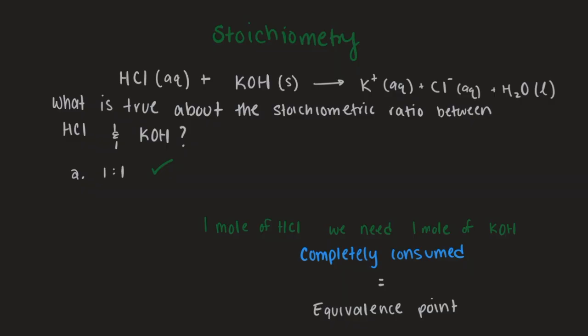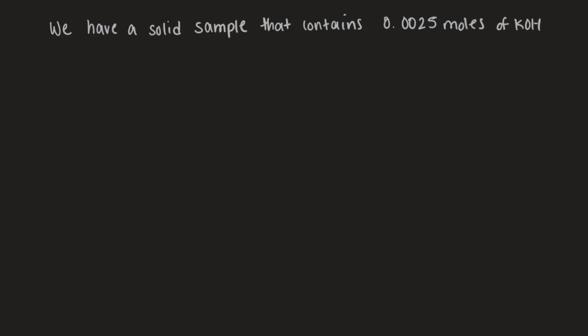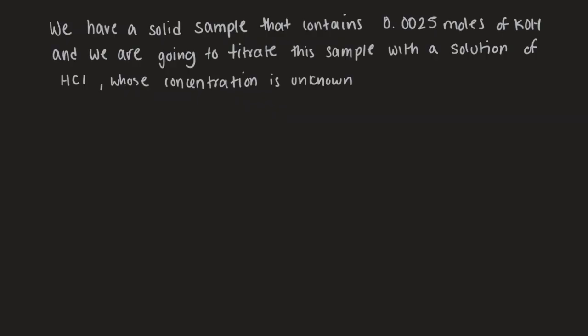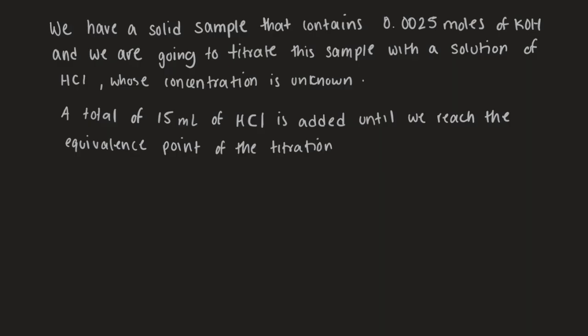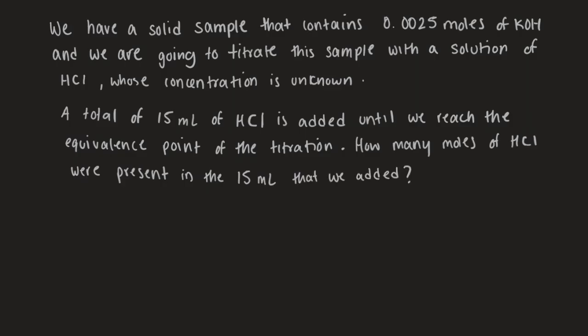Let's try a titration problem together. Still discussing our reaction of hydrochloric acid and solid potassium hydroxide. We have a solid sample that contains 0.0025 moles of KOH, and we are going to titrate this sample with a solution of HCl, whose concentration is unknown. A total of 15 milliliters of HCl is added until we reach the equivalence point of the titration. How many moles of HCl were present in the 15 milliliters that we added?